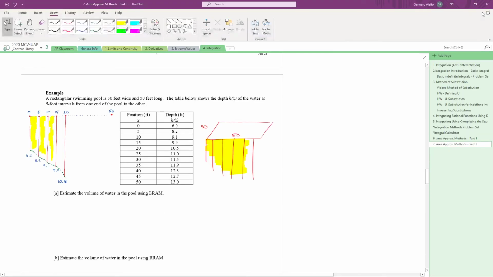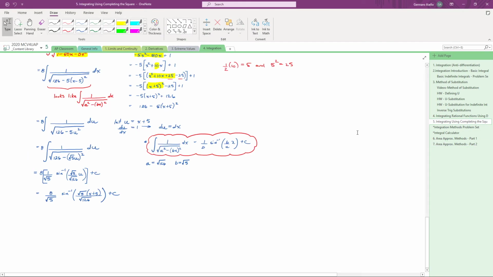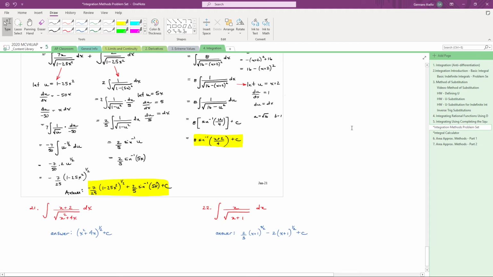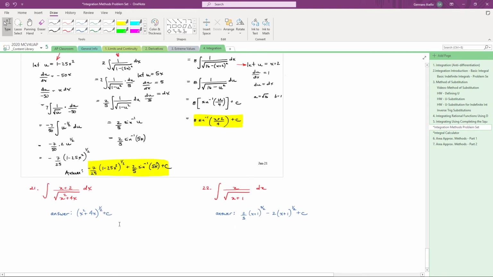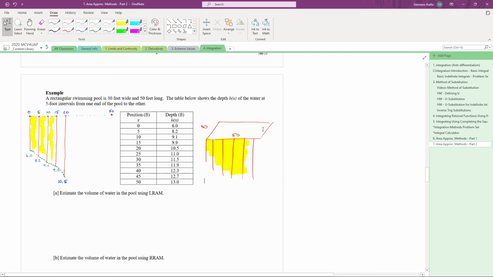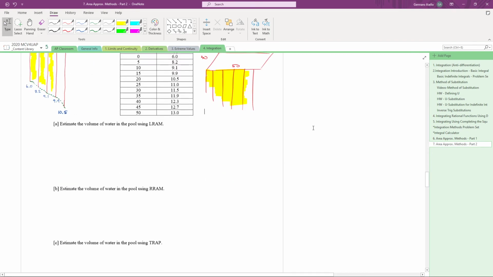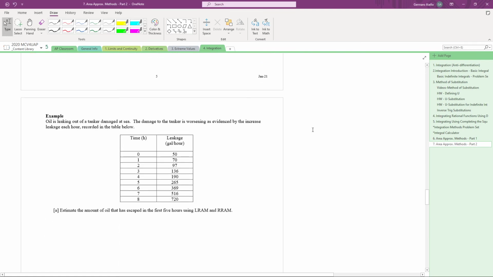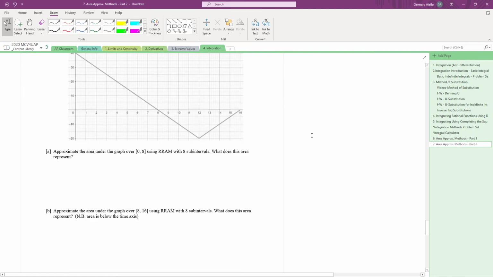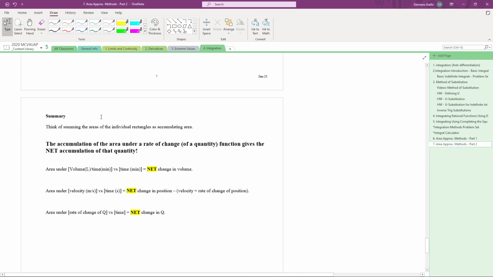So to summarize for homework, what have you got? You're doing these 2 integration problems. The answers are there so you can check to see what you're doing. And then try these 3 problems where you're approximating the areas or volumes. And here's a summary. You can read the summary, that might help you.